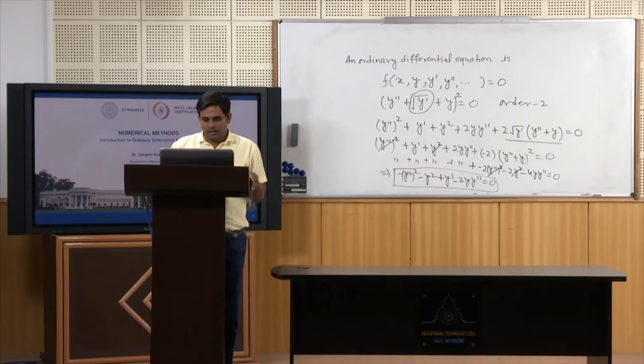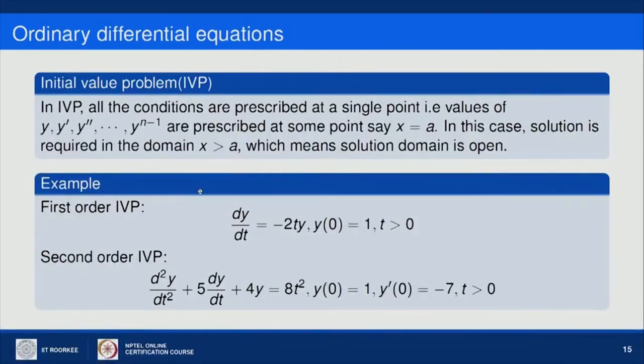This is an example of a first order initial value problem. Here the differential equation is dy over dt, where y is a function of t, equals minus 2 t y, with y(0) equals 1, and t is greater than 0. So the initial condition is y at t equals 0 is 1. This is the differential equation, and together it is called an initial value problem.